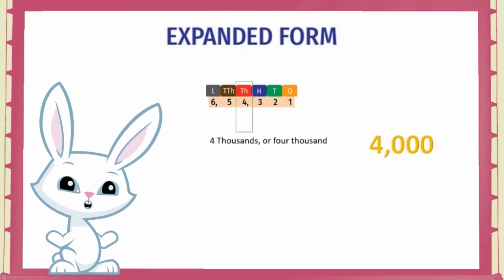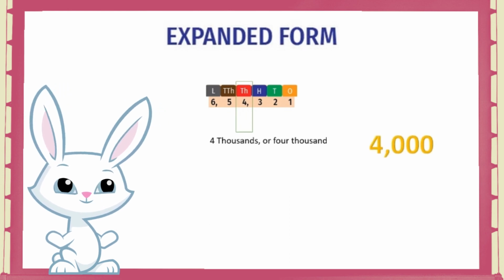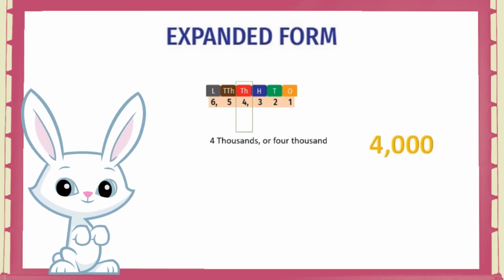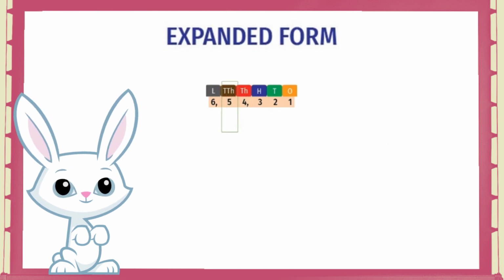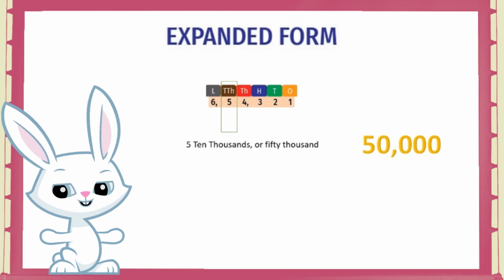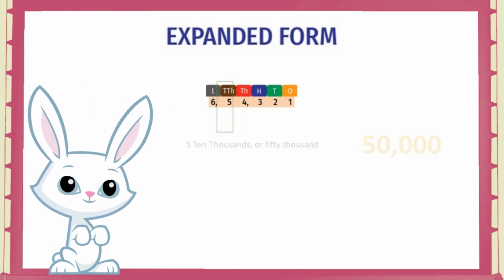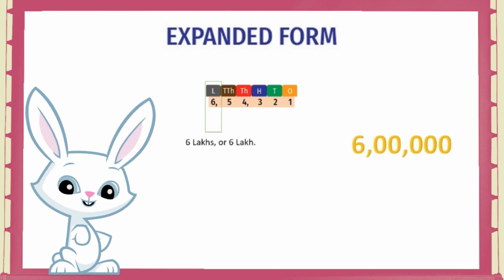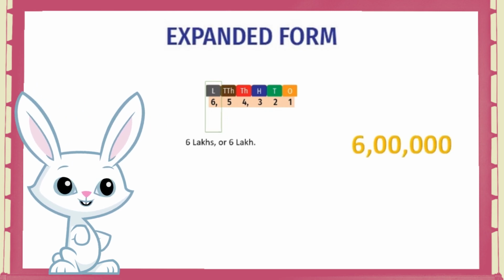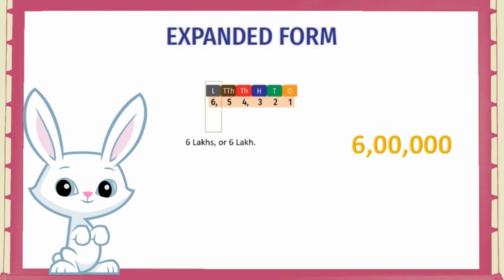The place value of 4 is 4 thousands, or 4,000. The place value of 5 is 5 ten-thousands, or 50,000. The place value of 6 is 6 lakhs, or 6 lakh.